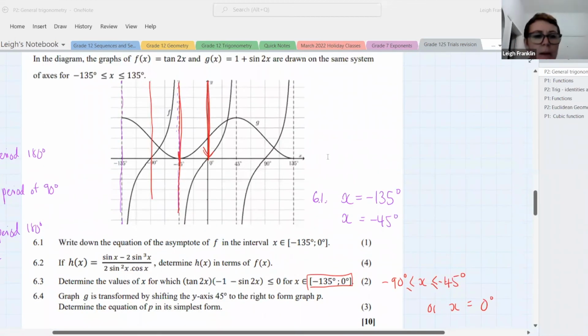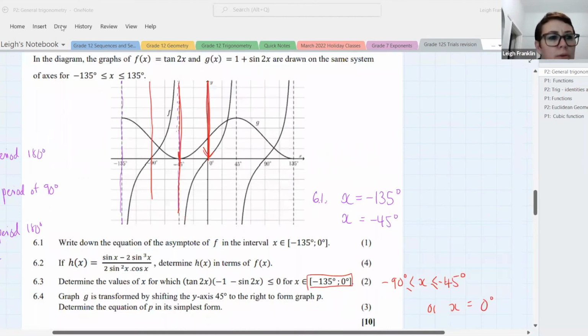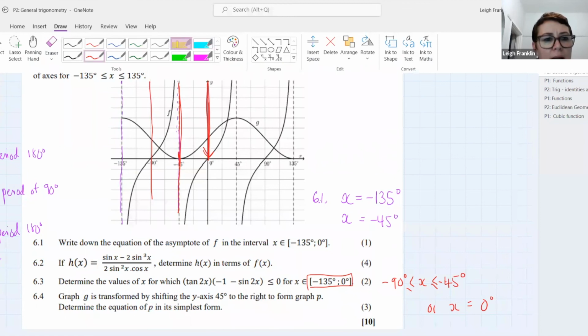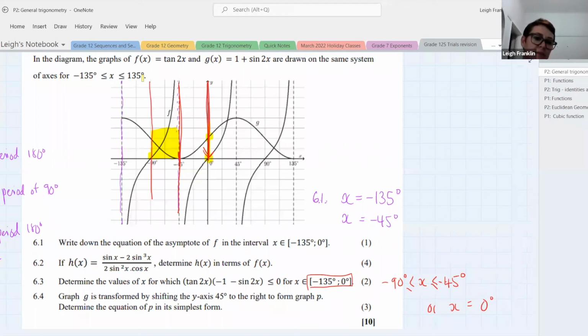Yes, so Michelle, it's happening. Sorry, let me just show you here. Between here and here, Michelle, I'm going to highlight here. There, they are both above the x-axis at the same time. And then here at 0, they are both above the x-axis at the same time. Yes, can you see it?